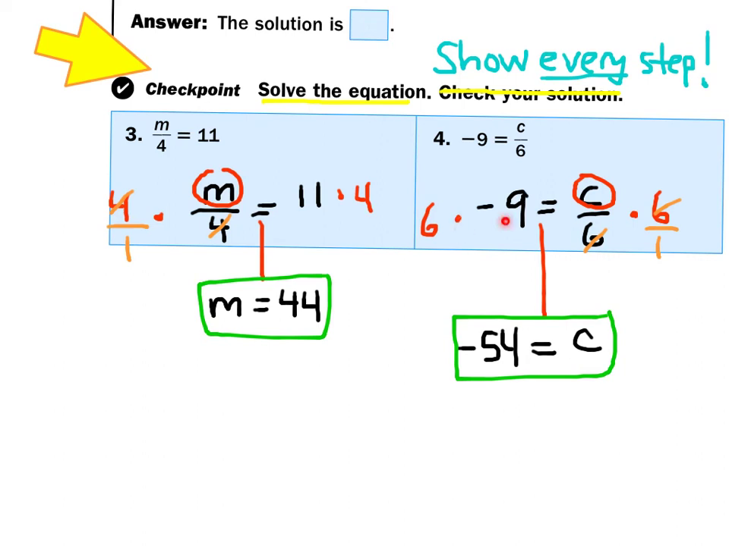6 times negative 9 gives us negative 54. We bring our equal sign down. The 6 cancels this 6 out, so cross them out. That's what creates that giant invisible positive 1 right here. And then let the c come down. So c equals negative 54, and you box your answer.